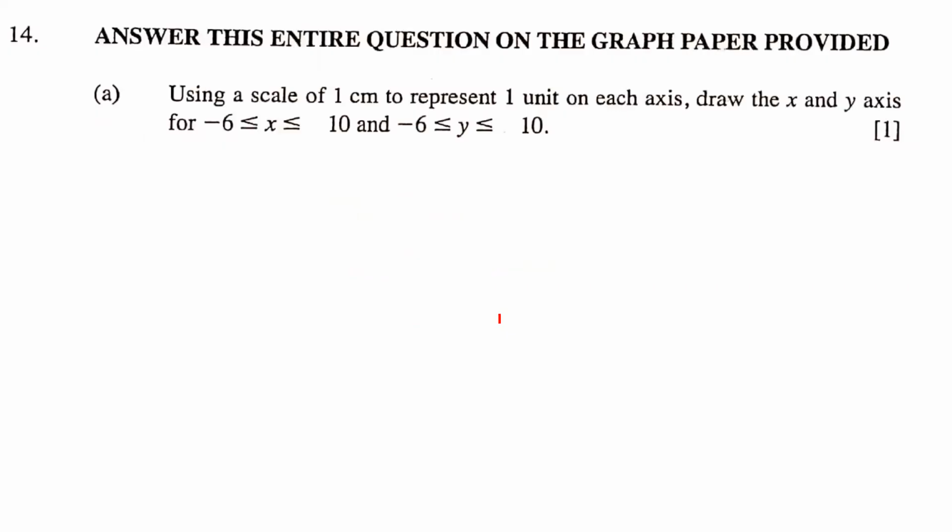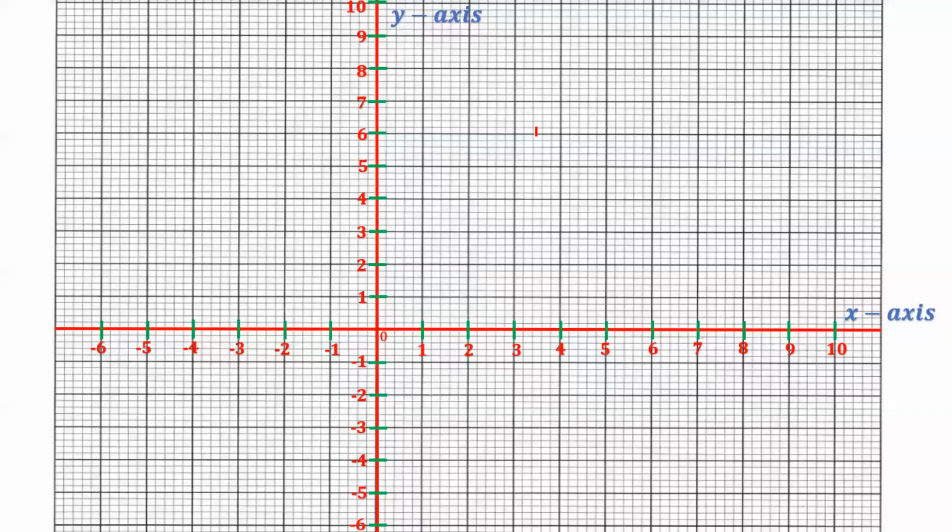Okay, let's move on to the next question. We have a graph question. It says, using a scale of 1 centimeter to represent 1 unit on each axis, draw the x and y axis. We're going to go from negative 6 to 10 on the x-axis, and from negative 6 to 10 on the y-axis. We have 1 centimeter to 1 unit, so that means we count in ones. Each block is 1 unit.